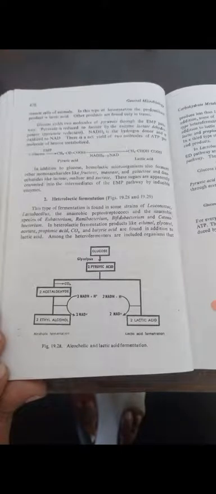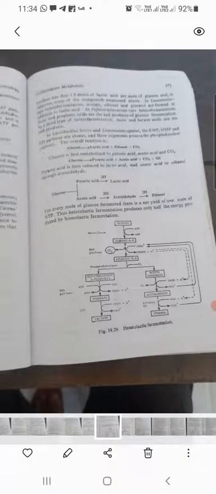Now pyruvic acid is converted into acetaldehyde and lactic acid in the lactic acid fermentation. In Leuconostoc-type heterofermentation, acetate, ethanol and glycerol are formed in addition to lactic acid. In Lactobacillus brevis and Leuconostoc species, the EMP, HMP and ED pathways are absent, and these organisms possess a phosphoketolase pathway, which in the overall reaction converts glucose to lactic acid, ethanol and carbon dioxide.